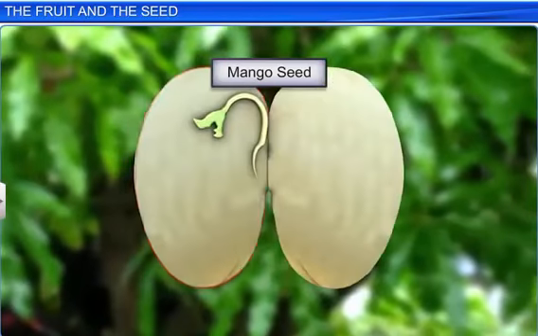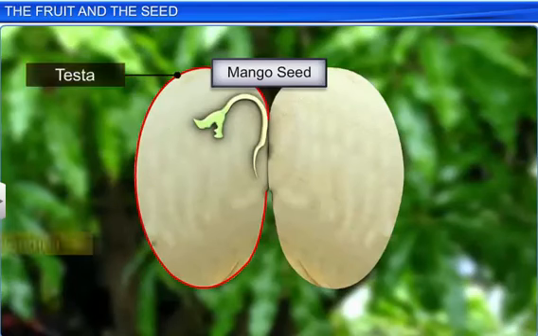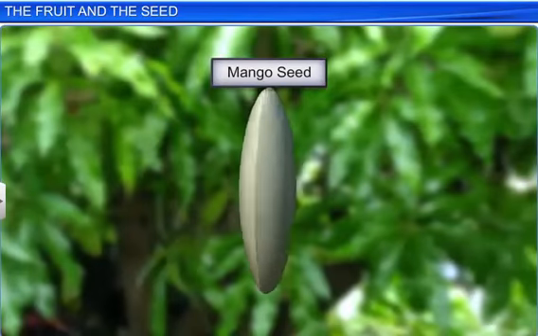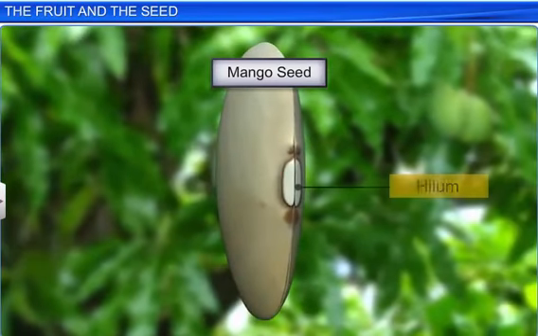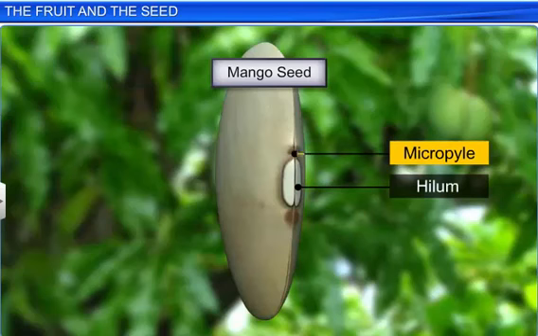In a dicotyledonous seed, the outermost covering is the seed coat and is made up of two layers: the outer testa and the inner tegmen. The seed coat also has a scar on its surface called the hilum, which helps attach the seed to the fruit. Above the hilum is the micropyle, a small pore in the outer coat of the seed. It is through the micropyle that the pollen tube enters an ovule.